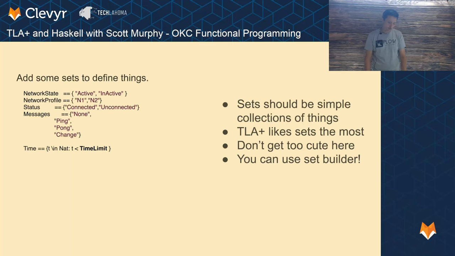Here's a few that I'm defining. So I've got the network state, so it's going to be active or inactive. Active means everything's working, everything's online, and we haven't received anything. Inactive means we're going to have to start doing a ping, and we're going to have to start looking for a way to get the state back to active.